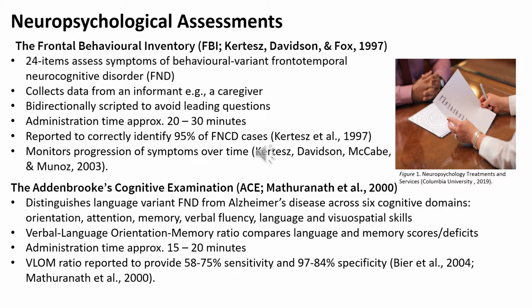The Addenbrooke's cognitive examination, designed to distinguish FND from Alzheimer's disease, referred to here on as AD, takes approximately 15 to 20 minutes to administer, and assesses 6 cognitive domains, namely, orientation, attention, memory, verbal fluency, language, and visuospatial skills. It also comprises a verbal language orientation memory ratio, comparing language and memory scores to identify whether cognitive deficits are characteristic of FND or AD.